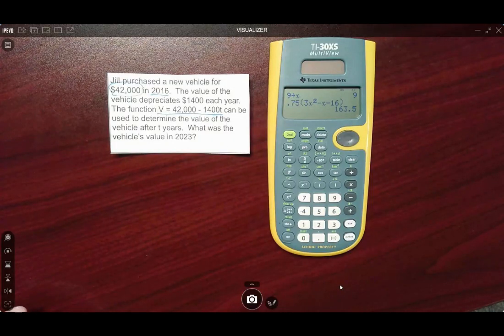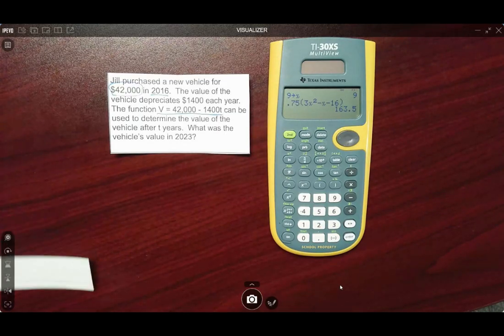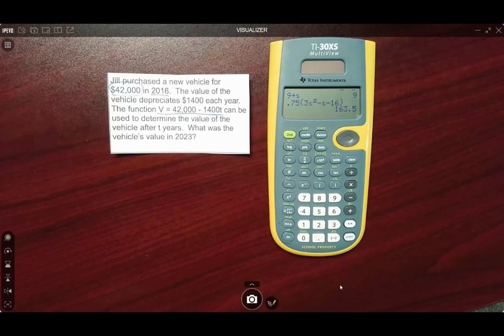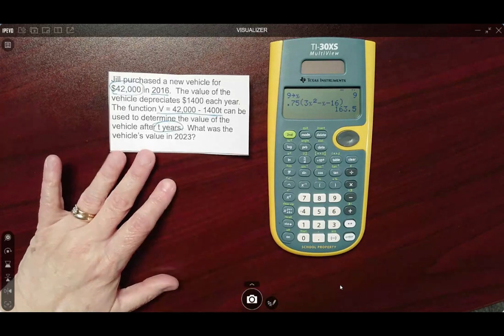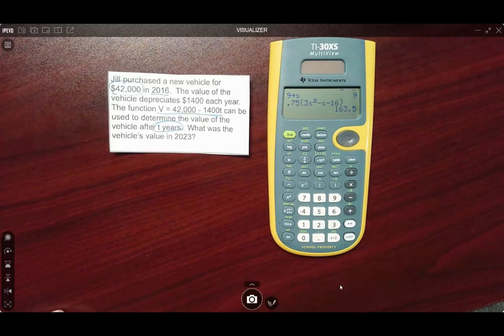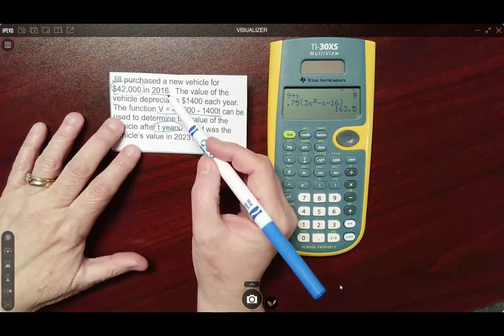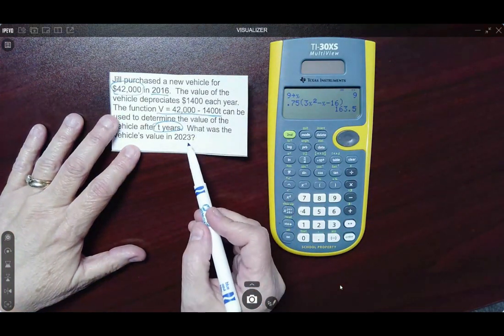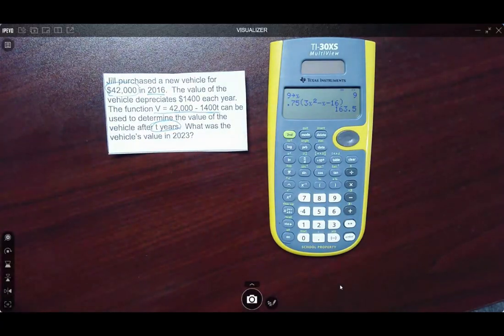The word depreciate, vehicle's value goes down each year. As a car ages, the value decreases $1,400 each year. So I could say, okay, if it was $42,000 in the first year, I could subtract $1,400 each year to get to that final cost. But here's the other thing we can do. T years. How many years am I trying to find? Well, they didn't really tell me that. But I bought it in 2016 and I want to know the value in 2023. How many years is that?